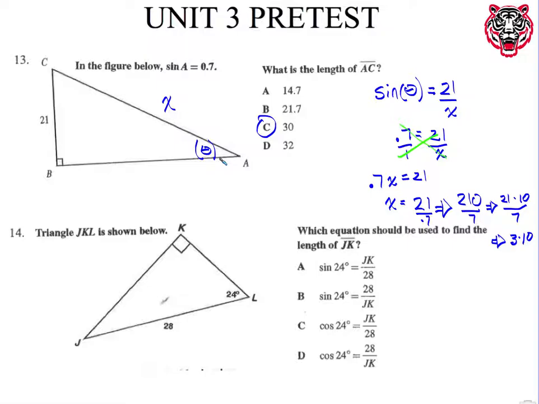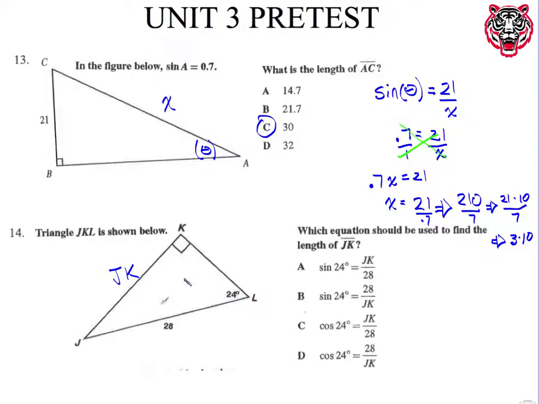All right. Number 14. Which equation should be used to find? So go ahead and just write this triangle in your notes. And we're trying to find JK. JK is this length right here. Maybe we should just label that JK. This thing right here, JK. How do we find that?